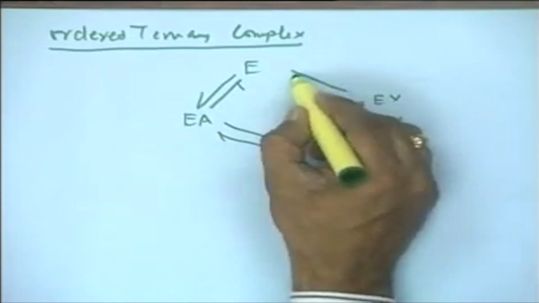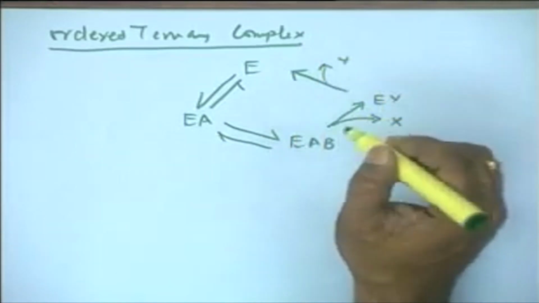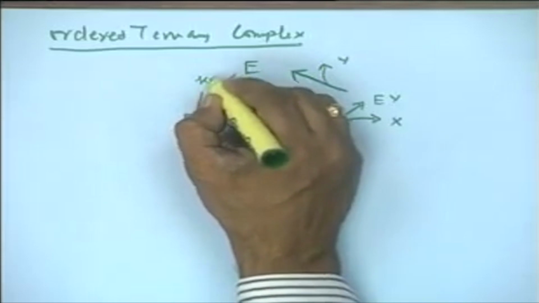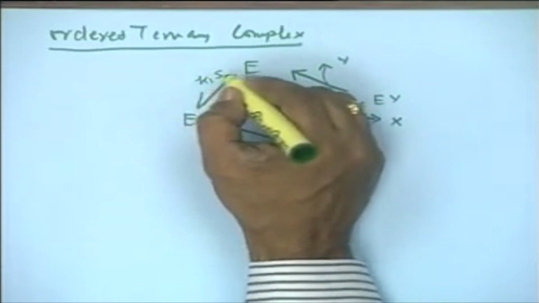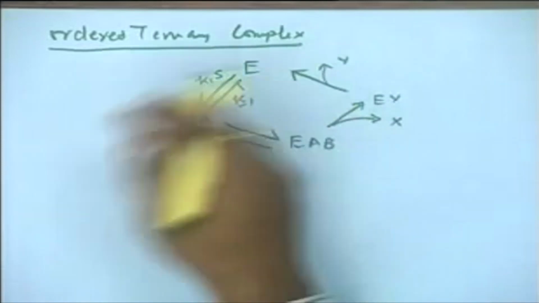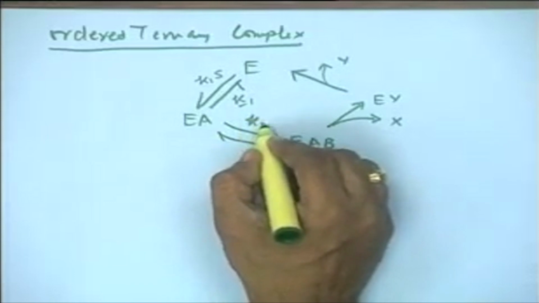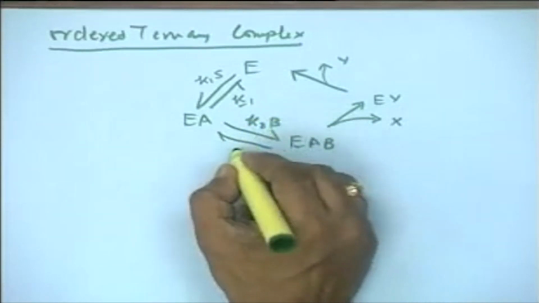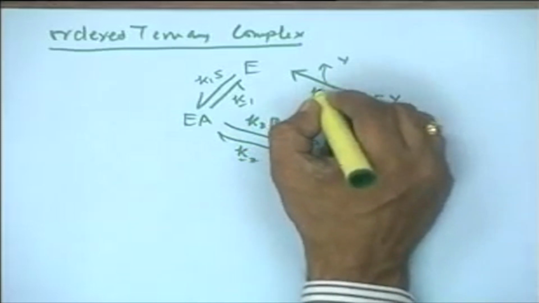and then this goes to E with the release of the product Y, and let us say this is K1 into S, K1S, K minus 1. I am just writing the kappa values right on the arrow, so that while writing the rate expression it is easier, and this is your K2 into B, K minus 2, this is K3, this is K4.